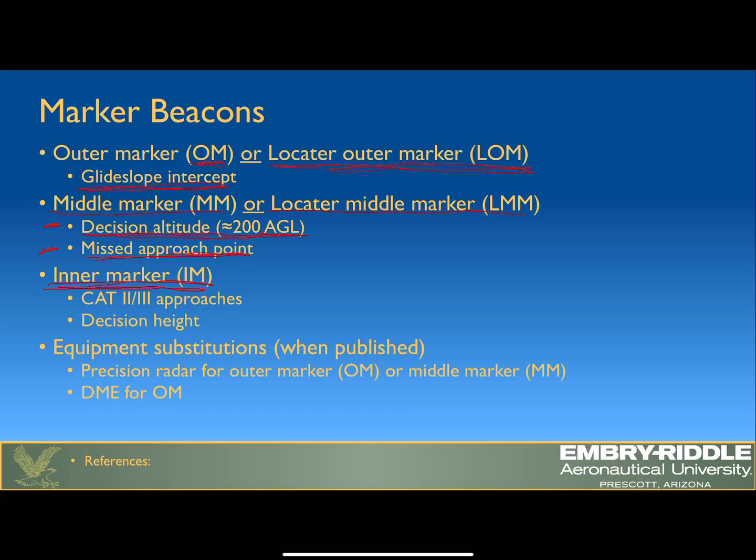And there is equipment that substitutes when published, like precision radar for the outer marker or middle marker. So sometimes we can use radar as opposed to these two pieces of equipment, or the DME for the outer marker.